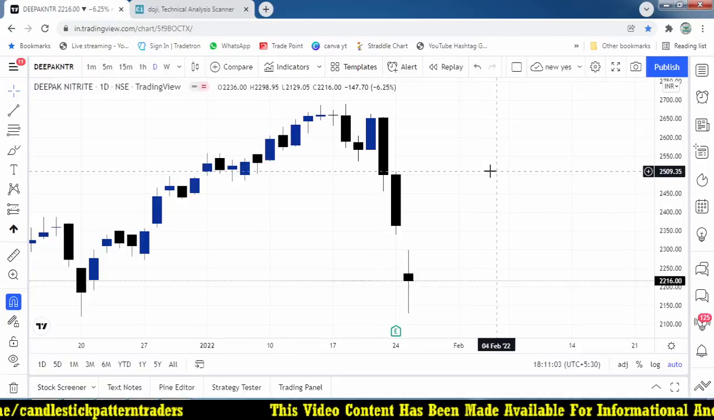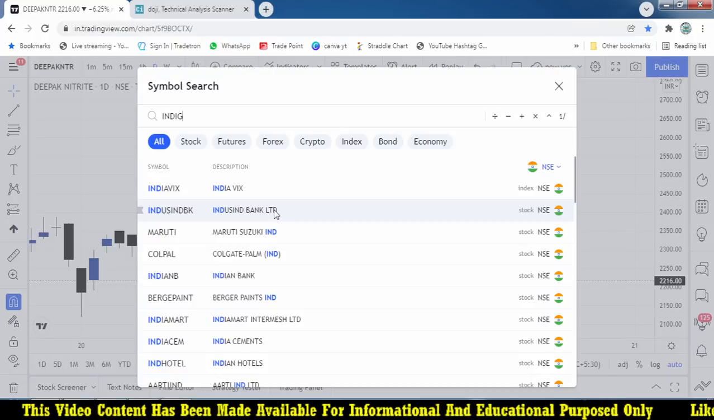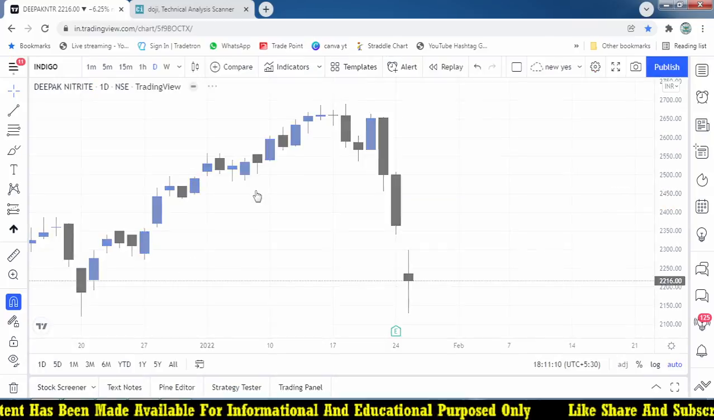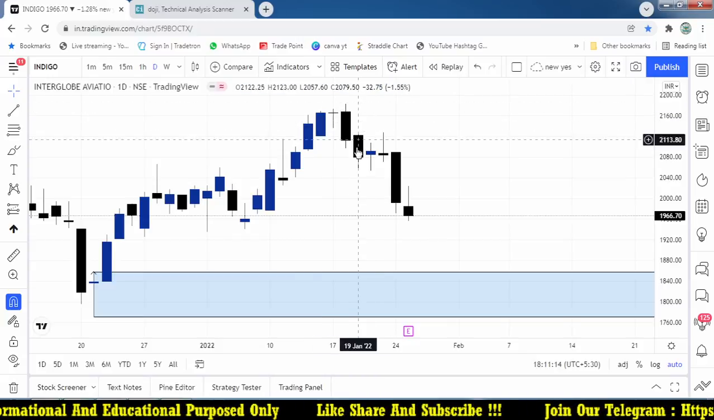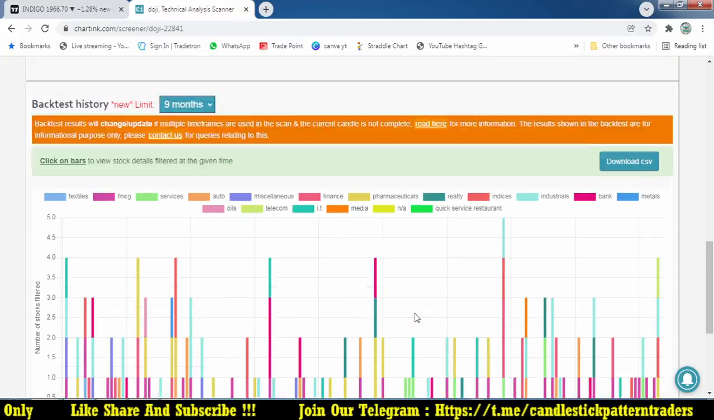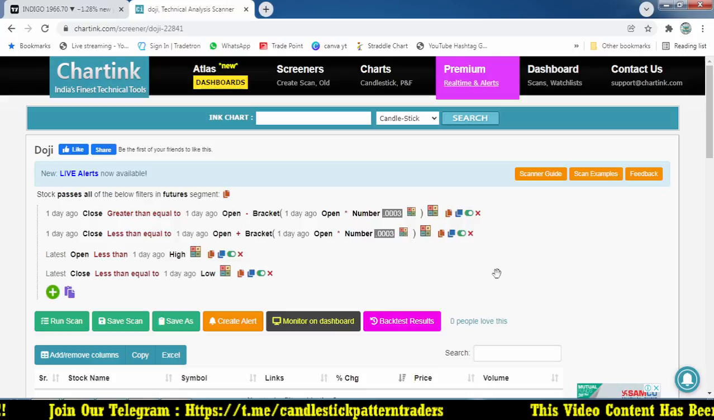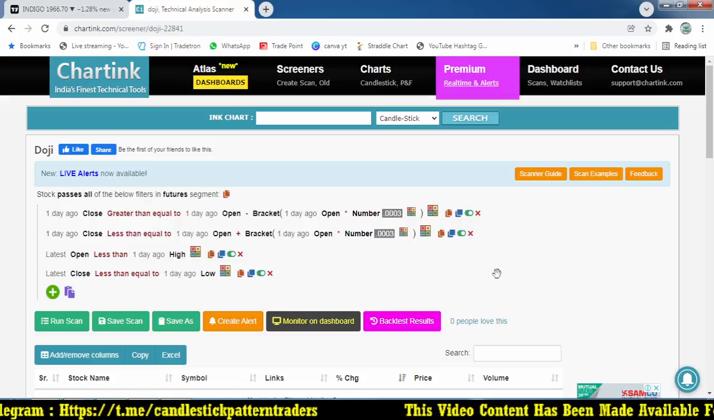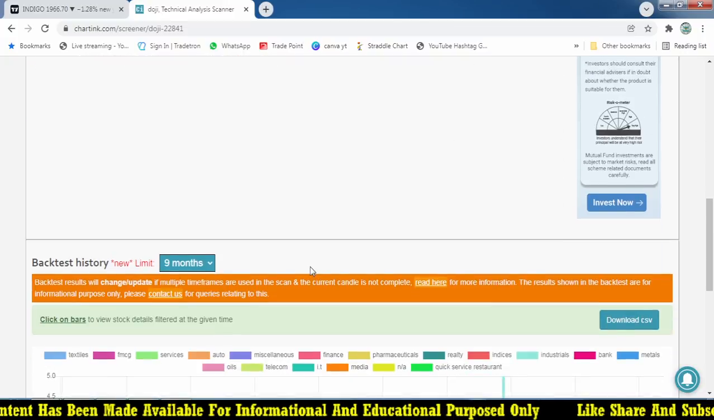And Indigo, let me try it. Indigo, InterGlobe Aviation. The second one is the better one, which gives you opportunity as it forms. So exactly this pattern works. Let's see. Right. This one exactly finds a doji on the previous day, and the next day the market closes below the doji candle, which will give you confirmation. So that will give you such a big reversal.